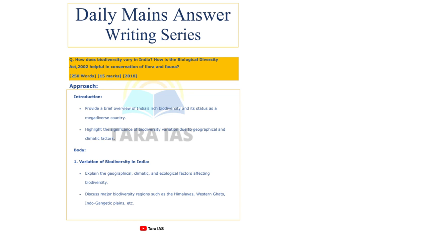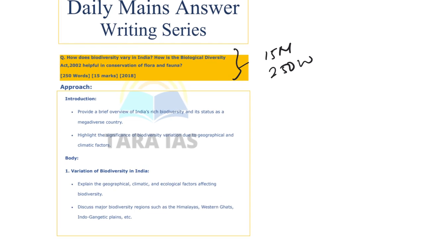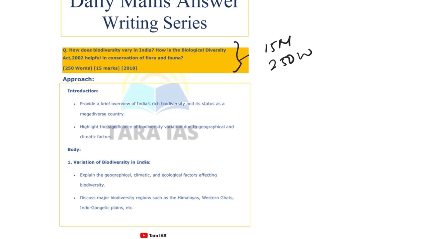So here is the question for us. This is for 15 marks and you have to write 250 words. So what's the question here? How does biodiversity vary in India, and how is the Biological Diversity Act 2002 helpful in conservation of flora and fauna?